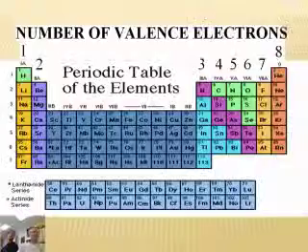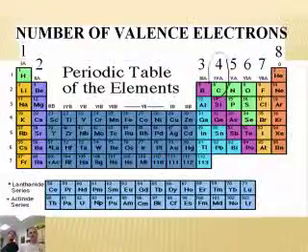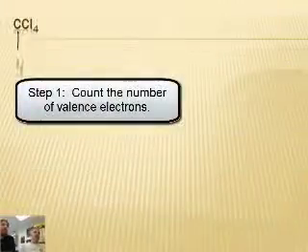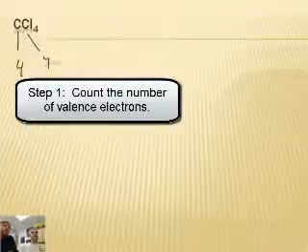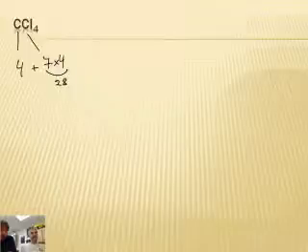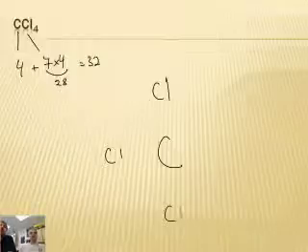Let's look at carbon on the periodic table. Carbon is in column 4 here, and chlorine is 7. So carbon gets 4, and chlorine gets 7 and there's 4 of them. So 7 times 4 is 28, and 4 is 32. So the central atom would be carbon, and I'm going to apply 4 chlorines on the outside.